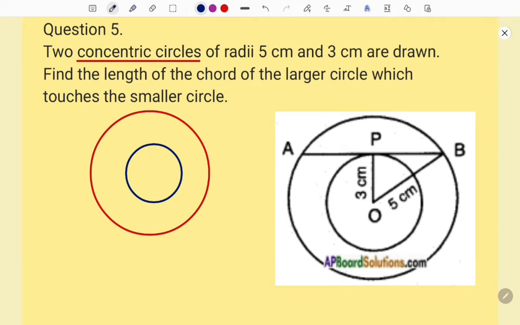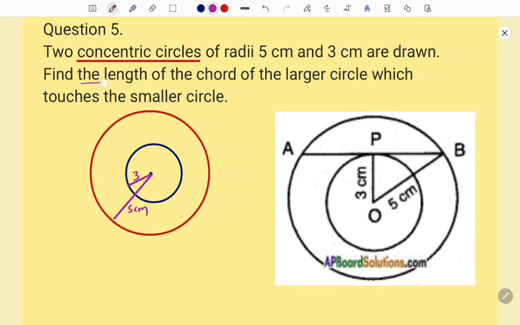Two concentric circles. Suppose same center, both are having the same center. Okay, see, radii 5 centimeters and 3 centimeters means suppose this is the one radius, small radius, this is the 3 centimeters, this is the big circle radius, this is the 5 centimeters. Okay, Nana? Next, find the length of the chord.